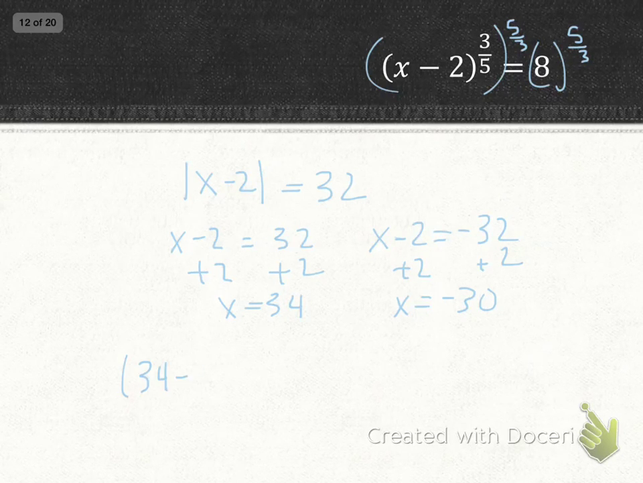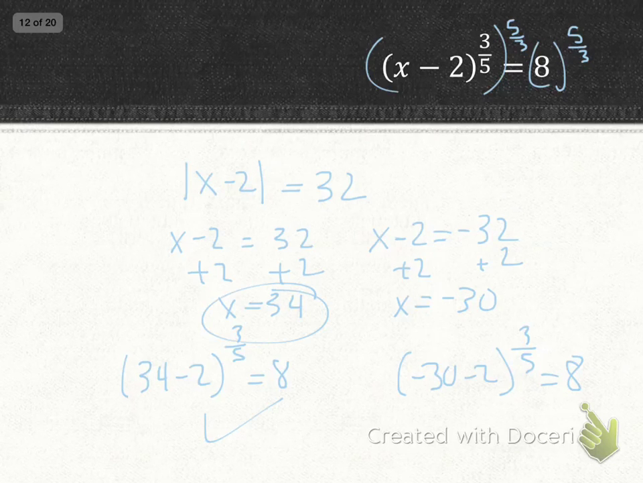So I got 34 minus 2 to the 3/5 equals 8, and negative 30 minus 2 to the 3/5 equals 8. So you can type that in your calculator, just make sure you use the parentheses. So if I do 34 minus 2 to the 3/5, I get 8, so that one worked. If I do negative 30 minus 2 to the 3/5, I get a decimal, so he did not work.